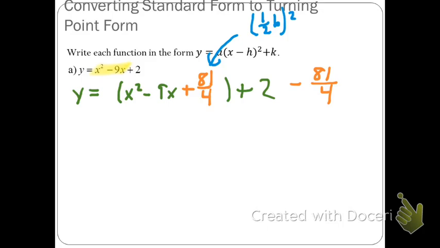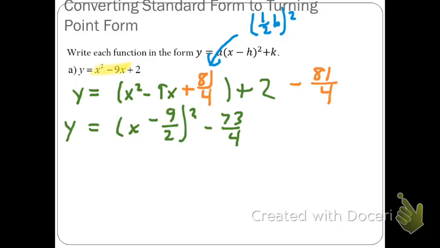Okay, now if you've got that down, then you know how to rewrite something in turning point form, because the only thing that remains to do is this. We're going to go ahead and rewrite that perfect square trinomial as x minus 9/2 squared. And then we'll add the 2 with the negative 81/4. That's 8/4 minus 81/4. So minus 73/4. Okay, so there we go. We've got our equation written in turning point form.